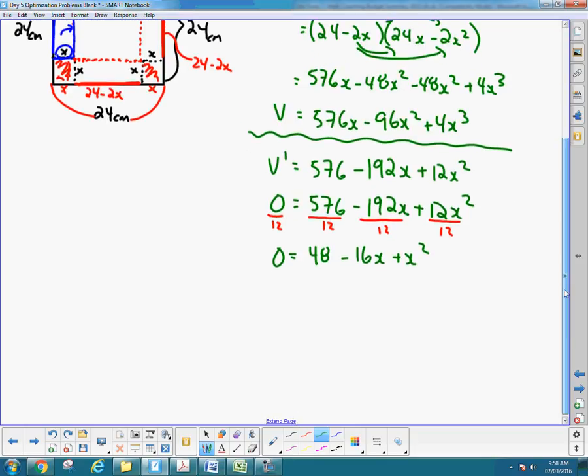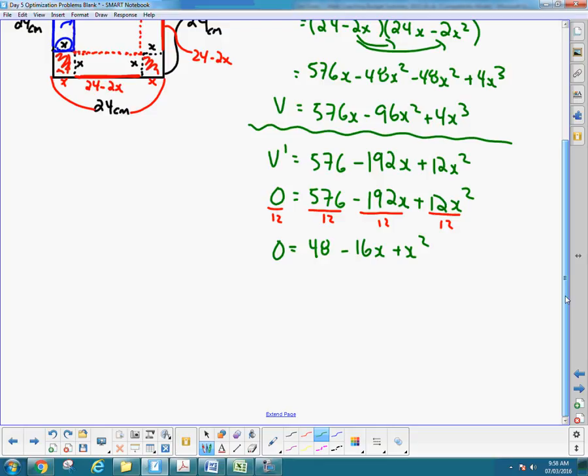Now, this is a quadratic. Just for kicks, I'm going to rewrite it the way I'm used to seeing it with the x squared out front. And of course, in this case, we're going to have to factor. Find two numbers that multiply to 48 and add to negative 16, which is negative 12 and negative 4. So this factors to x minus 4 and x minus 12.